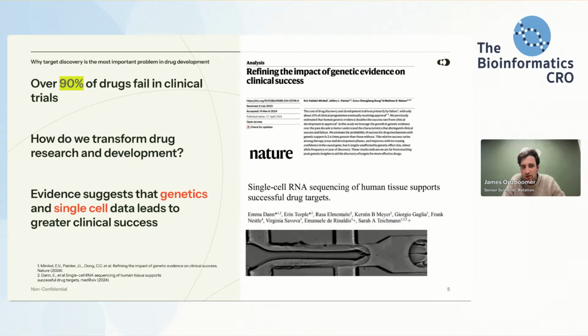The second work shows that single-cell RNA sequencing of human tissue sharpens that picture. So by knowing which cells in which tissues express a genetically supported target, we can better predict efficacy.